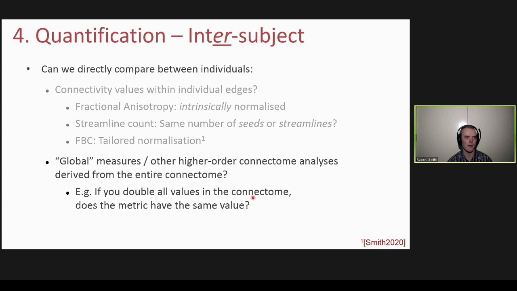So you need to think about, is there scope for some effect that I'm not interested in to be driving differences in my actual derived quantity of interest? Again, more of a thought experiment.